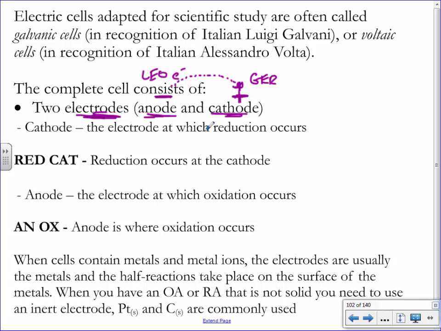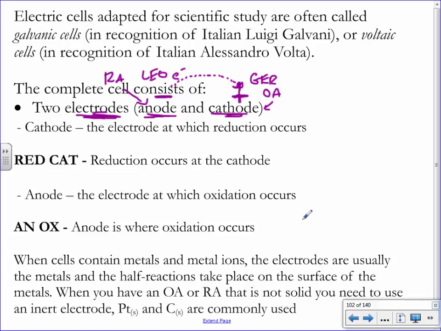Does that work? So you now need to be able to memorize that your oxidizing agents are your cathodes and your reducing agents are your anodes. Okay, and that's kind of what I have sitting on the slide here.